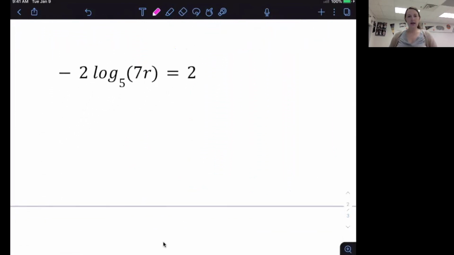Okay, let's look at this last one. Negative 2 log base 5 of 7r equals 2. So I'm going to start by isolating my log. I know since there's only one log in this equation, we're going to have to change it to exponential form.